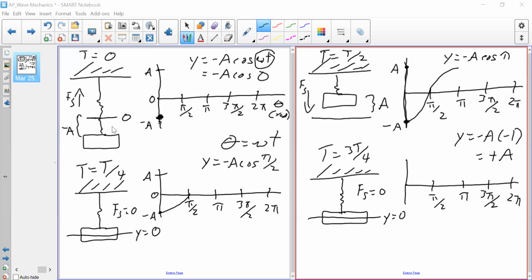So you put the mass, you just let it go. You haven't stretched it or anything. And then when you stretch it, the spring force is saying, nope, I want to get back to where it was at the very beginning. It's directed here.